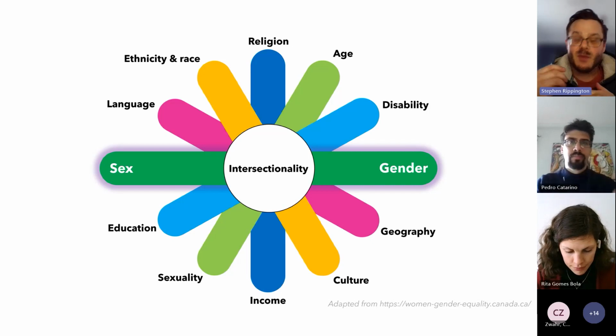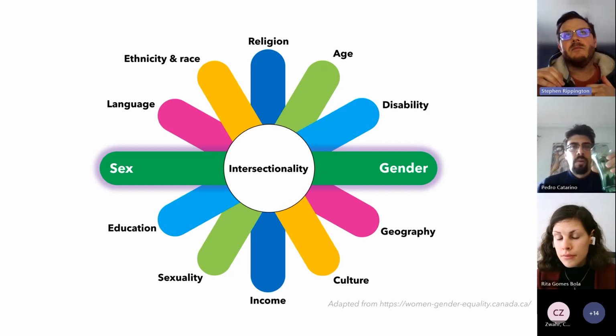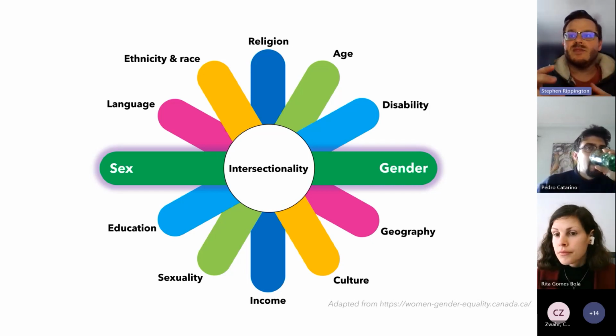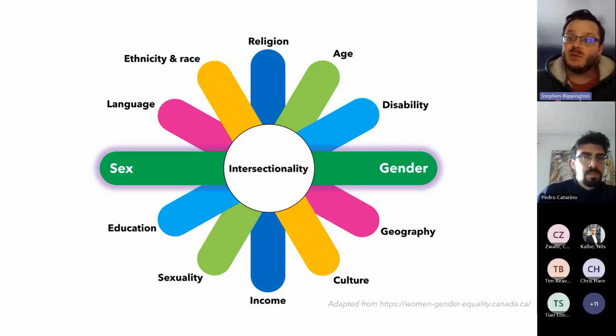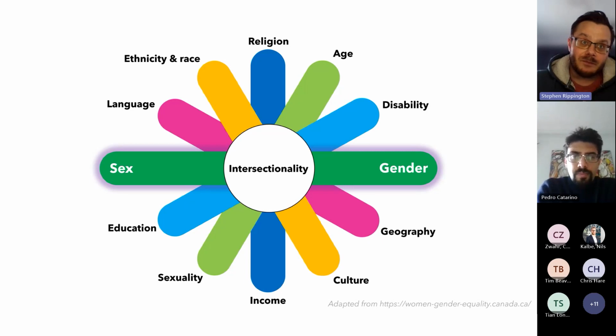So, for example, attitudes to the gender norms are going to be different depending on where in the world you are. So, culture and geography have an impact as well. Equally, it might be different in different age groups, or different abilities, or in different ethnicities and races. So you can start to see, hopefully, how it's not just simple. We just have to consider sex and gender. We have to consider these other intersecting social groupings as well.